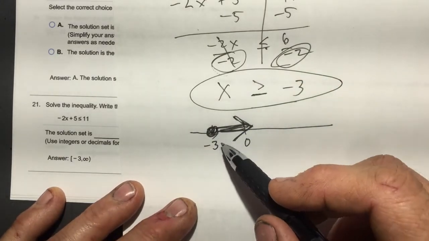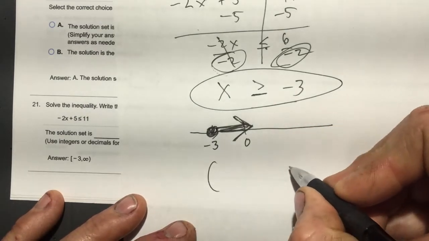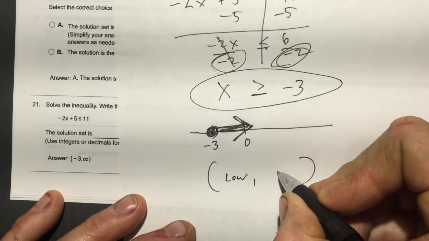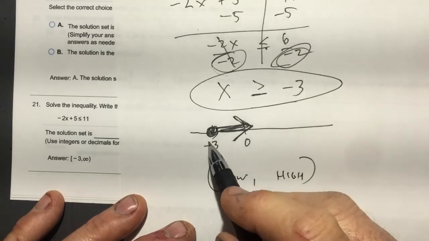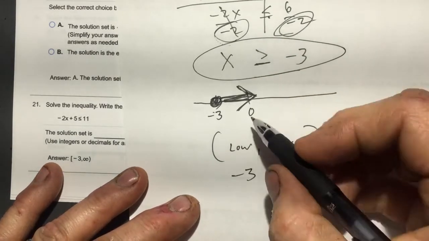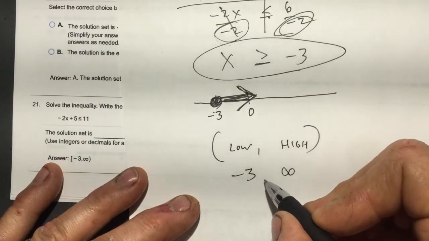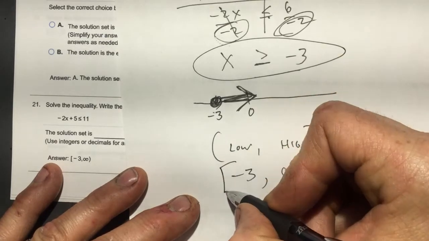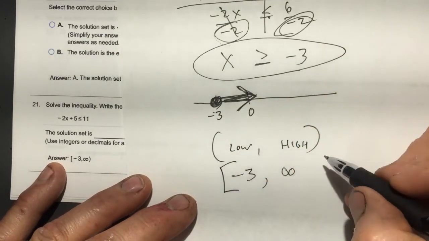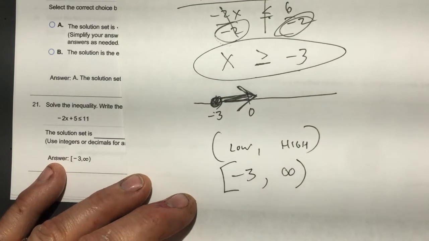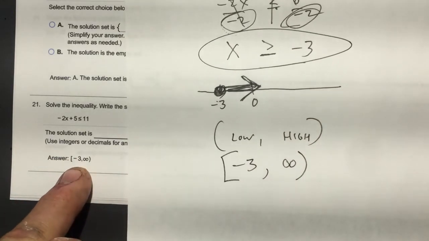Now, what would that interval be? Well, remember now, on your interval, you always have your low and you have your high. My low on here is negative 3. My high is infinity. It does include negative 3, so I got a bracket. But on infinity, we never get there, so that's always a parenthesis. So that should be my interval, and you can see it right there.